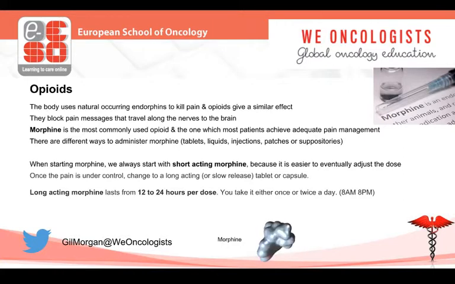patches, and suppositories. When we start morphine, we always start with a short-acting morphine, and the reason we do so is because it's easier to adjust the doses. Once the pain is under control and we know how much morphine that patient is taking, we can change it to a long-acting, slow-release tablet or capsule that would give us the right amount of morphine. These long-acting morphine tablets will last around 12 to 24 hours per dose. So we normally give them around 8 o'clock in the morning, 8 o'clock in the evening.